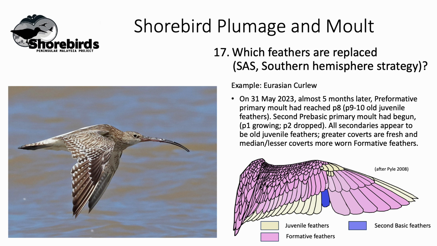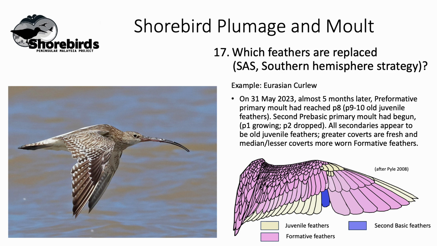At the end of May, almost 5 months later, the bird had continued its preformative molt, and we can see on the near wing here that preformative molt has reached primary 8. So the outer 2 primaries are still the old juvenile feathers, and they're now looking quite worn. But the second pre-basic primary molt has begun. So the innermost primary here is actually from second pre-basic molt. And the second primary has been dropped. At the moment, all the secondaries are still old juvenile feathers.